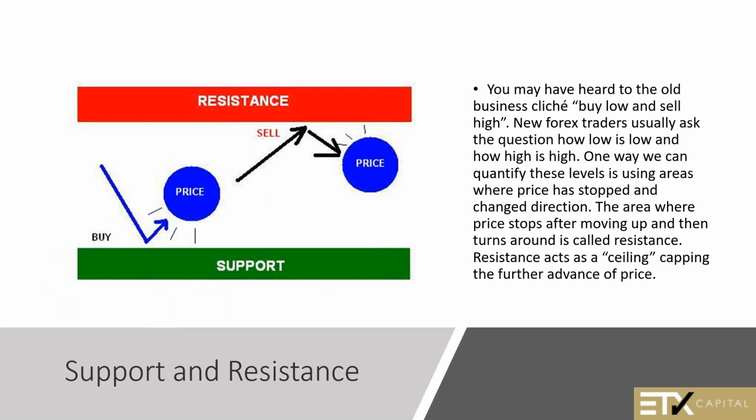Now, you may have heard the old cliche, buy low and sell high. Forex traders usually ask the question, how low is low and how high is high? One way we can quantify these levels is using areas where price has stopped and either changed direction before or hemmed and hawed. It is where something significant happened with the price. Not today, not yesterday. It could have been last year. It could have been 2 years ago.